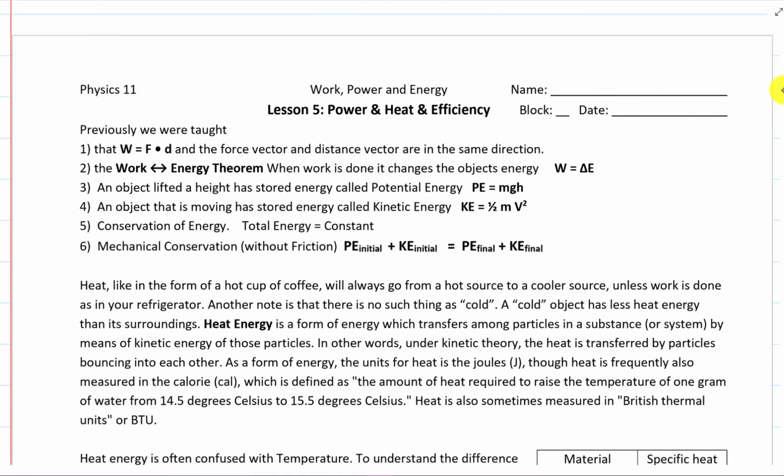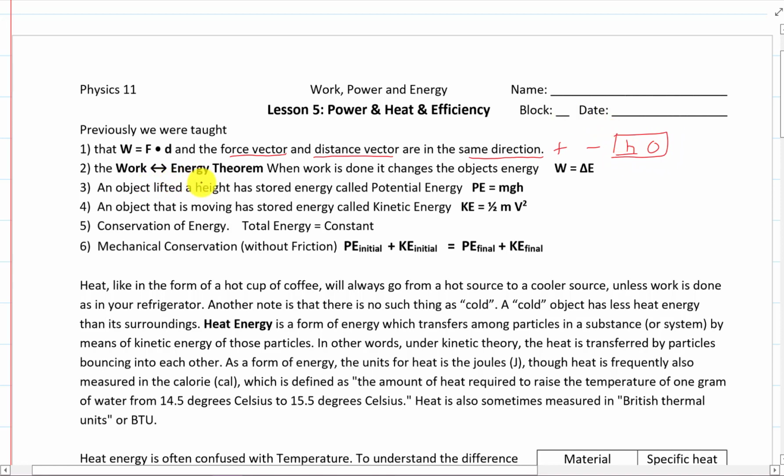Welcome back, physics fans, and we're working on the fifth and last lesson of work, power, energy of Physics 11. And just a quick recap, we've covered that work is force times distance, and the distance vector and the force vector have to be in the same direction. And if they are, then that's positive work, and if they're in the opposite, then it's negative, and if they are perpendicular, then it's zero work.